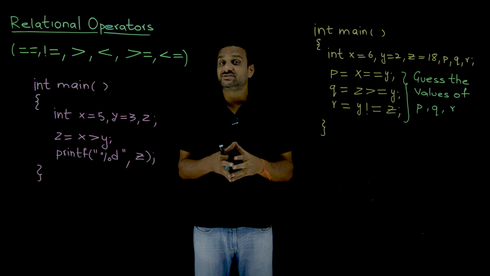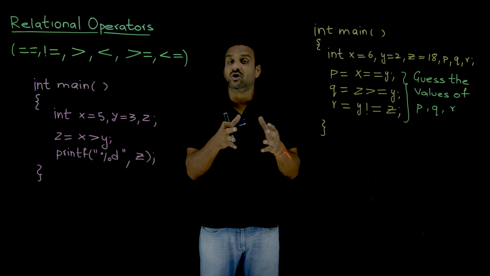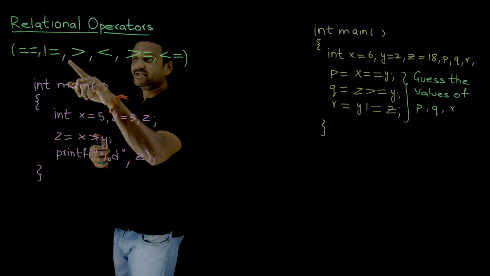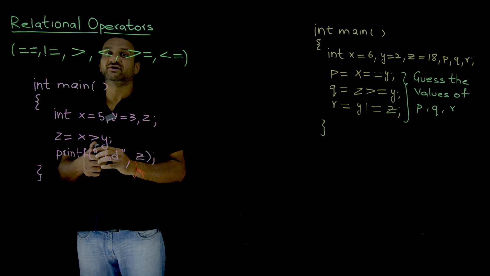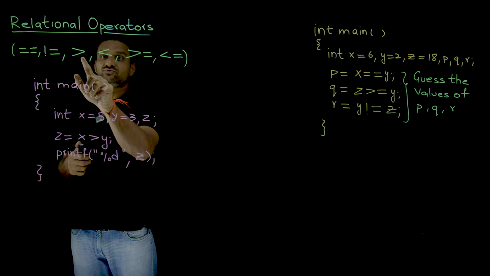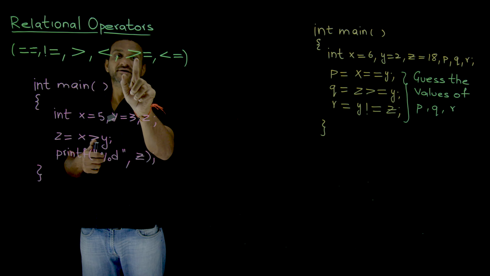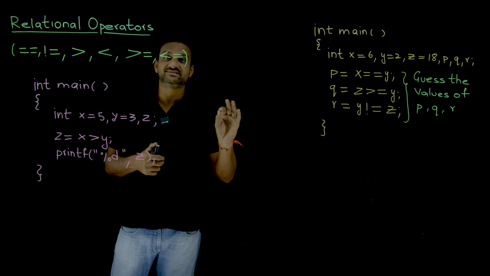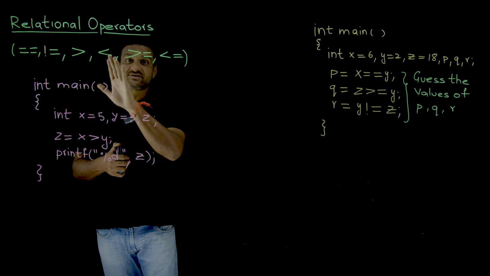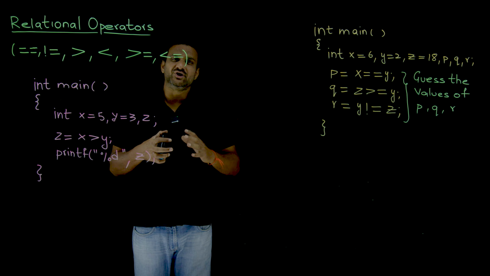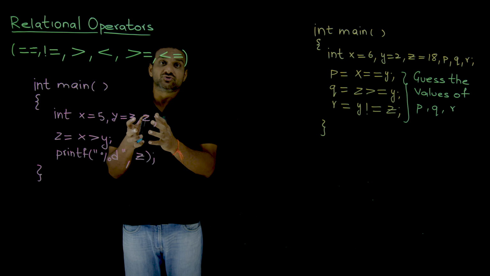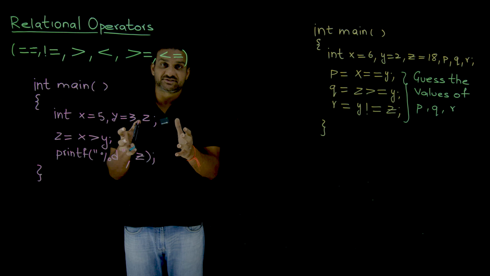Now coming to this class, we will try to understand relational operators. So what are those operators? The relational operators that C programming language supports are: equal to, not equal to, greater than, less than, greater than or equal to, and less than or equal to. So these are what we call relational operators. Now why are we going to use these operators? These operators are used to compare the operands.